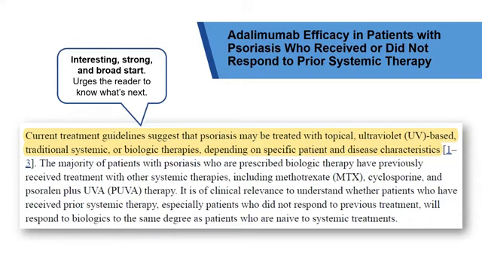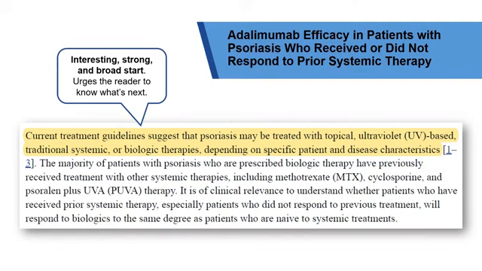So this study, for example, is on adalimumab efficacy in patients with psoriasis who received or did not respond to prior systemic therapy. So they began their introduction with a very interesting and strong start. They mentioned that current treatment guidelines suggest that psoriasis may be treated with topical, UV-based, traditional systemic, or biologic therapies depending on specific patient and disease characteristics.